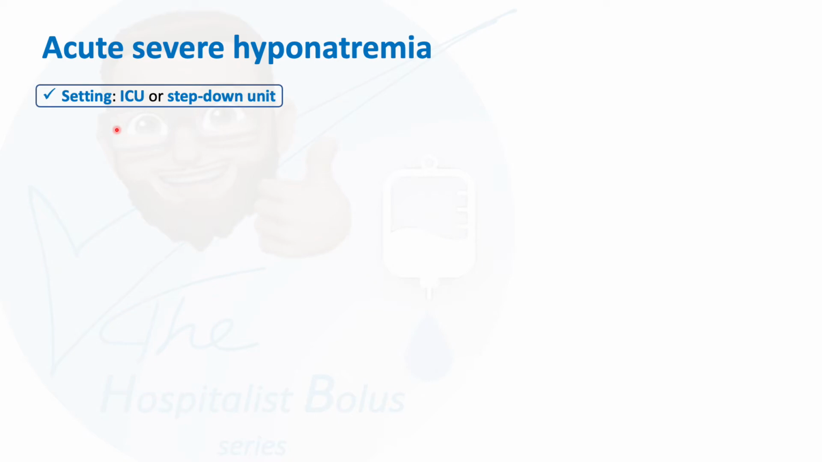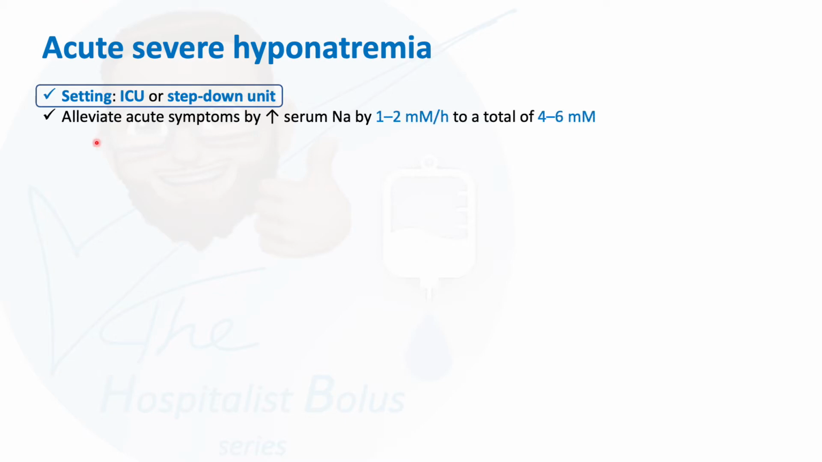Basically the first step is, these patients need ICU, or at least a step-down unit if they're a little bit more stable. So you have to think about allocation of the patient management. This patient is really sick and can deteriorate quickly, so it's very important that they have close observation and close monitoring. Your first goal is to alleviate the acute symptoms by increasing the serum sodium by 1 to 2 millimoles per hour, to a total of 4 to 6 millimoles.